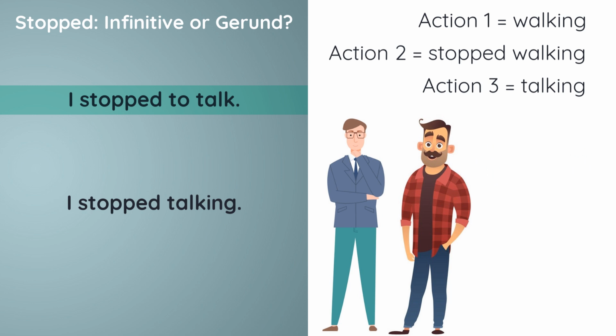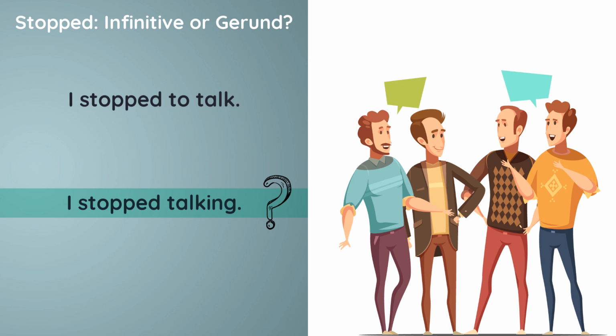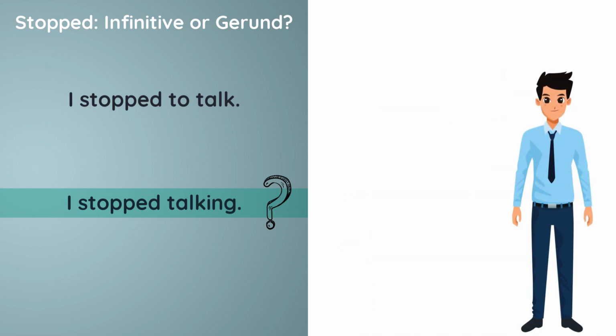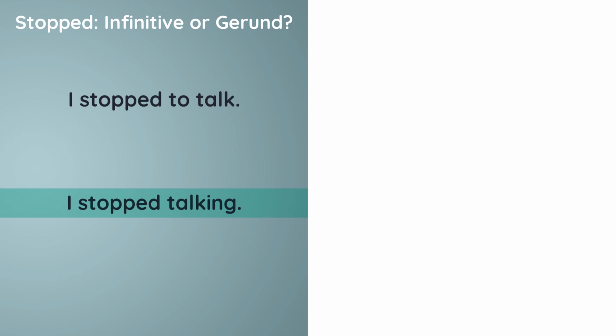Now, I'd like to compare this to I stopped talking. Same words, the only difference is here we have to, here we have ing. Now, what does this sentence mean? I stopped talking. It means I was talking and then I stopped. I'm not talking anymore. So no talking. Okay, let's look at some more examples to understand the difference between these two sentences.